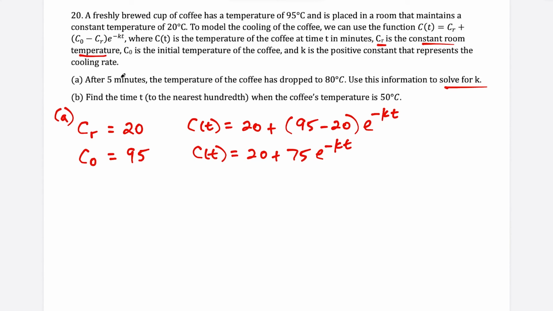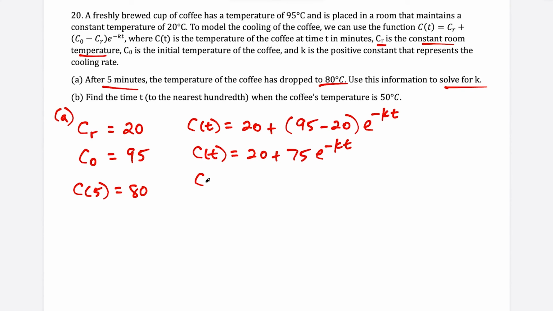But what they're telling us here is that after 5 minutes, the temperature of the coffee has dropped to 80 degrees Celsius. That tells us that C of 5, since t is measured in minutes here based on the question, is equal to 80. Once again, 5 minutes goes by, and the temperature of the coffee has dropped to 80 degrees Celsius. This information is going to help us solve for K.